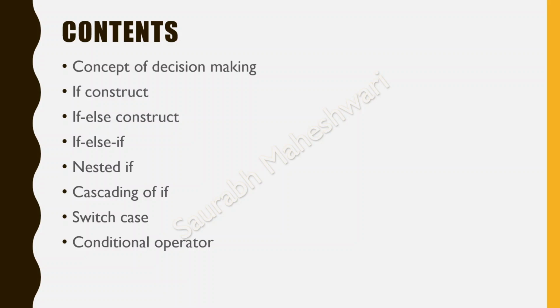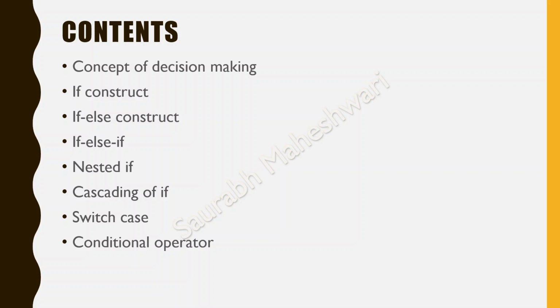First we will see the concept of decision making, then we will see the if construct. If is a keyword available in C programming, and we will see how to choose the right decision with the help of the if keyword. Then we have if else. Else is another keyword used for the other option. The first, if, is for the true option and else is for the false option. We will see it shortly.